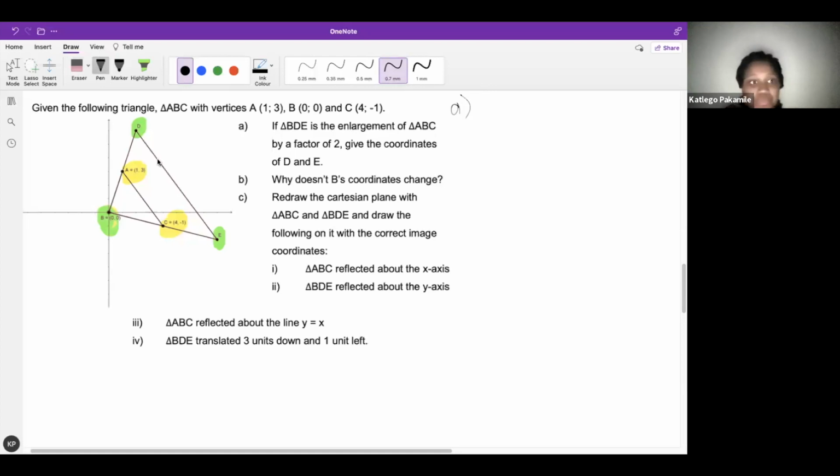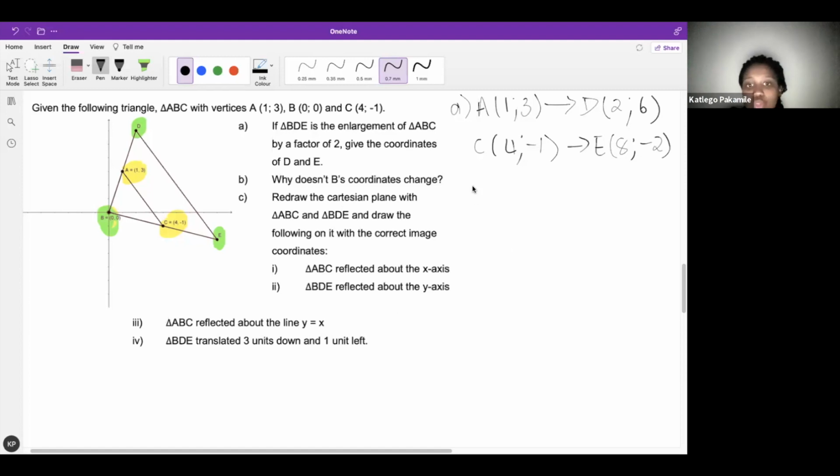Okay, wonderful. So D is an enlargement of A, or transformation of A. So we have A, which is 1, 3, which means D is what? Nice. I see Desmarie already put it in the chat for me. 2, 6. And then next is E. C was 4 and -1. We times both of them by 2. So then E is what? There we go. 8 and -2. I couldn't see the chat for a while. Nice. Okay, we're done with A.